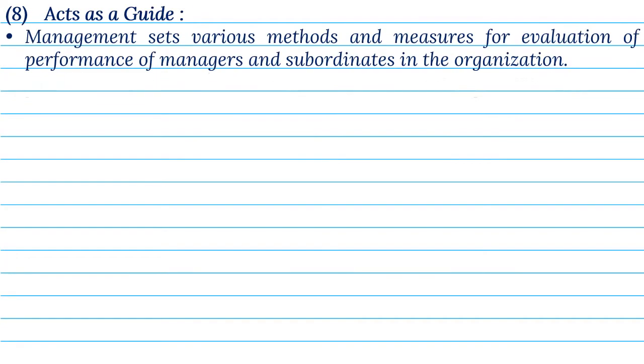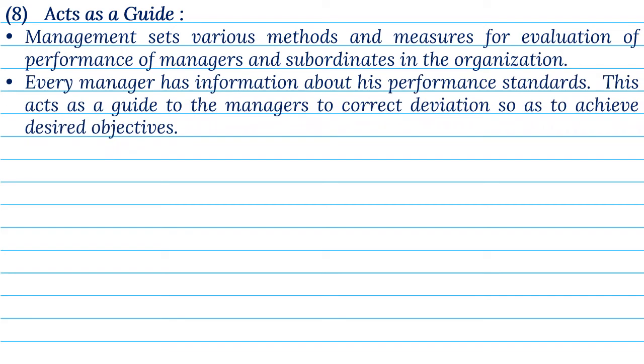8. Acts as a guide. Management sets various methods and measures for evaluation of performance of managers and subordinates in the organization. Every manager has information about his performance standards. This acts as a guide to the managers to correct deviation so as to achieve desired objectives.